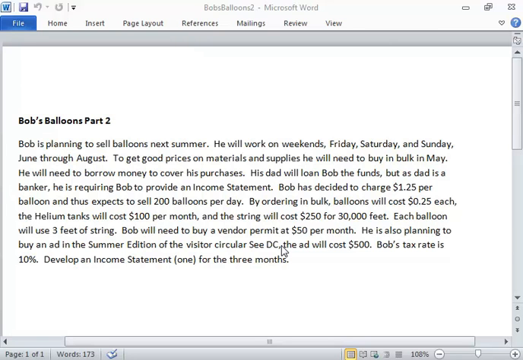Let's take a look at how we break this problem down. The first fact is that Bob is only going to work on the weekends, 3 days per week, Friday, Saturday, and Sunday. So that's one fact. And the months that he's going to be working are June through August. So he's going to be working 3 days a week, 3 months. Now it doesn't say that there are 4 weeks a month, but that's one of the assumptions that you're going to have to make.